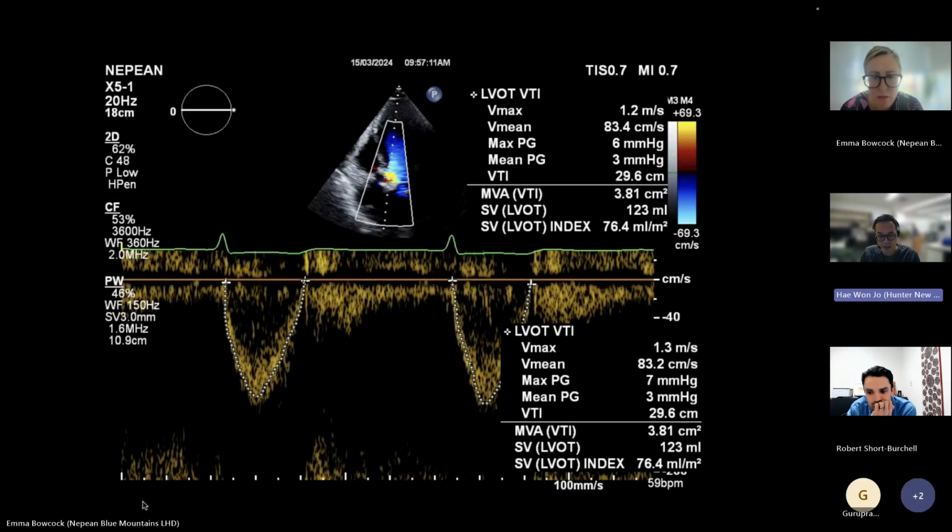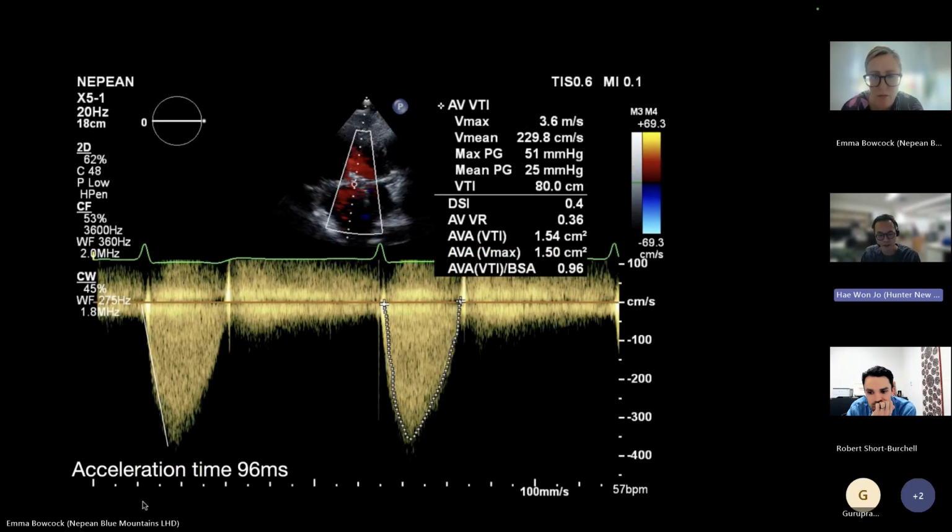So other values I'd like to look at is the dimensionless index, DSI, which is 0.4. So look, that's probably not very abnormal, not severely abnormal there. That's a bit reassuring. Acceleration time also can be used. Very short acceleration time can mean it's a pathologic obstruction rather than a hyperdynamic state or patient prosthesis mismatch.